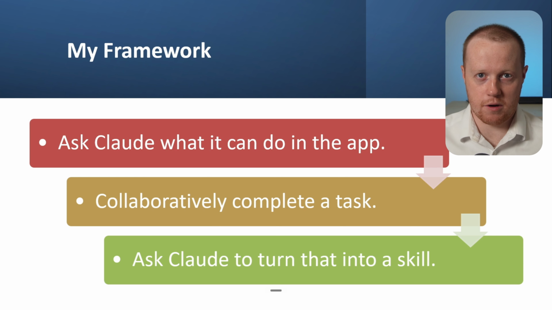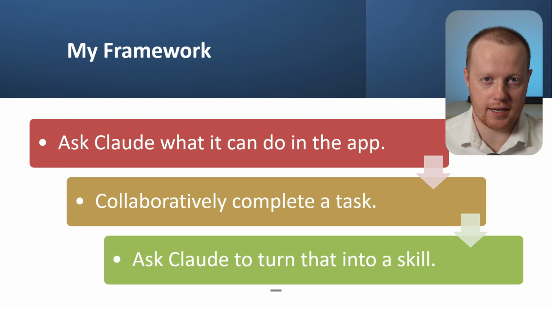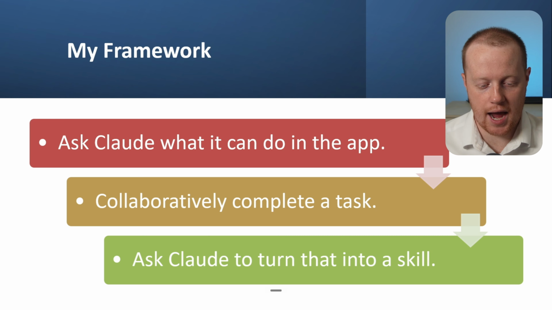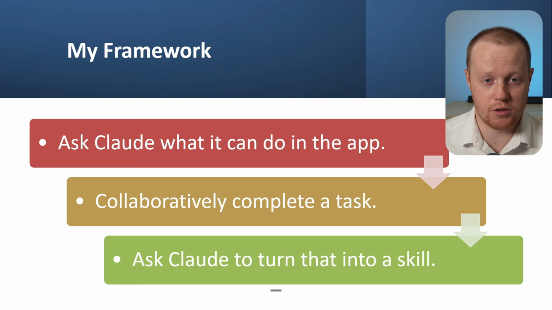And then here's the approach that I take in practice to create a connection and to control or do a repeatable task. First, I ask Claude what it can do in the app. So I'll create the connection, and then I'll hop inside a quick chat with Claude, and I'll ask, hey, what tools can you use inside this app? And it'll tell me. Then I use it to collaboratively complete a task, for example, create an invoice. And then I would ask Claude simply to turn that into a skill. So that's the framework that I use, and I'm just going to go through and do it right now.